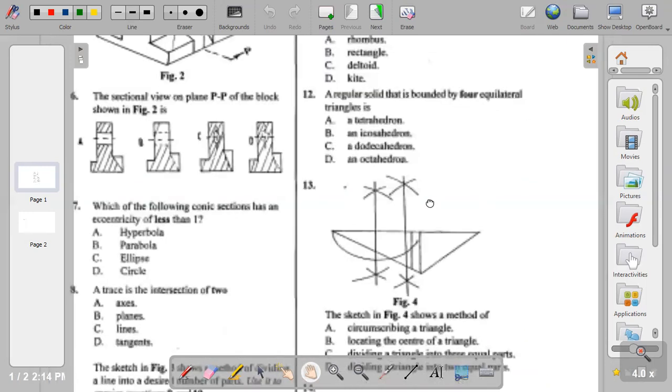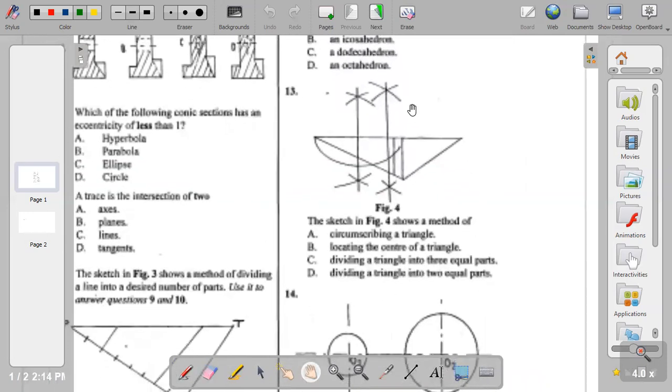We move on to question 13. The sketch in figure 4 shows a method of A, circumscribing a triangle, B, locating the center of a triangle, C, dividing a triangle into 3 equal parts, D, dividing a triangle into 2 equal parts. Watch out for my next video. I'm going to show you the construction of how to divide a triangle into 2 equal parts. So when you complete this construction, you have dividing a triangle into 2 equal parts. So the answer to question 13 is option D.